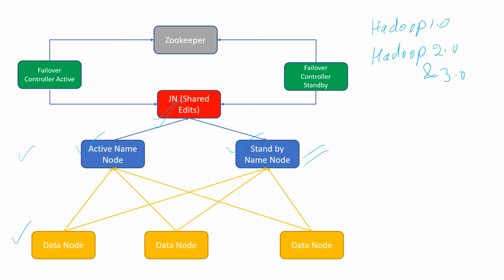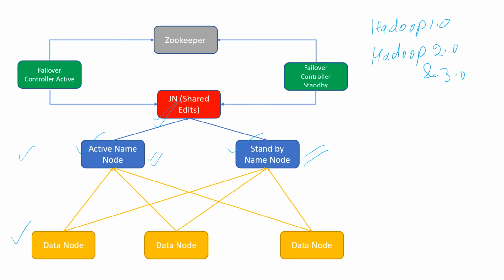And the standby name node will have a heartbeat that listens to whether the active name node is active or not. So let's say a scenario comes where the active name node is going down. What it will do is, the standby name node will make sure that all this syncing is happening properly. As soon as the sync happens properly, it will act as an active name node, and all the heartbeat through the data node will transfer here.